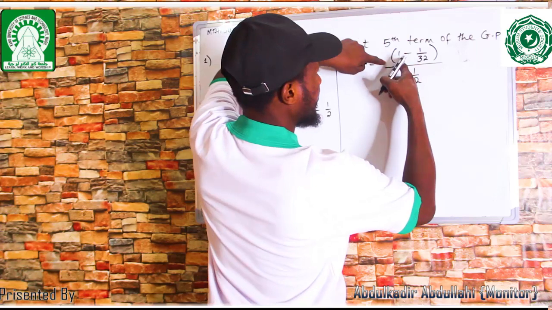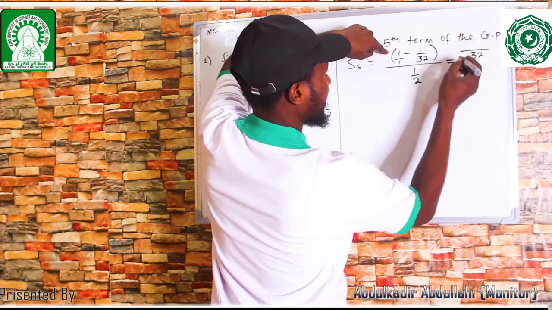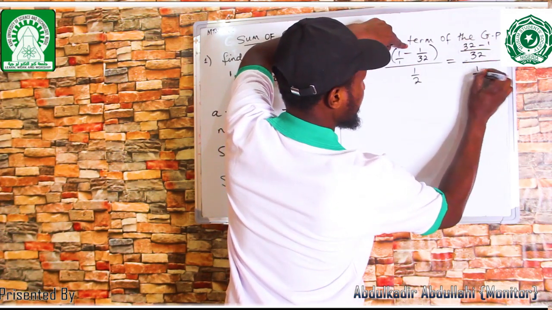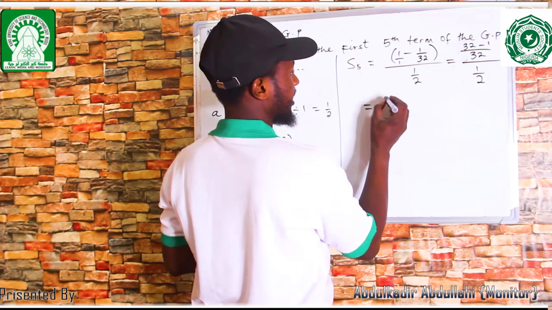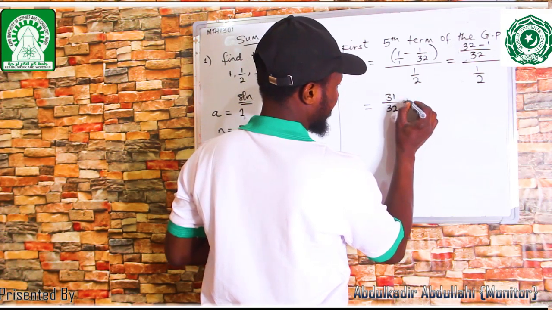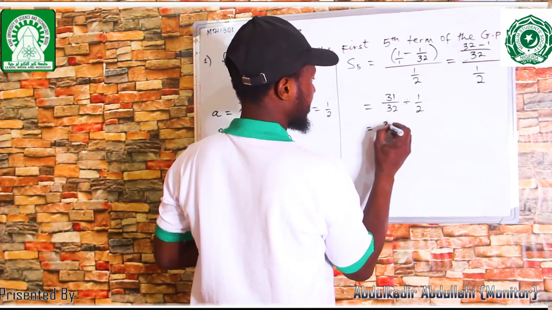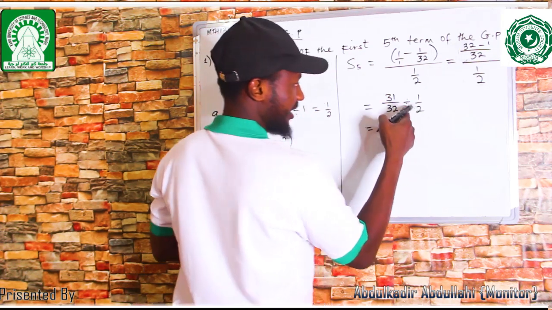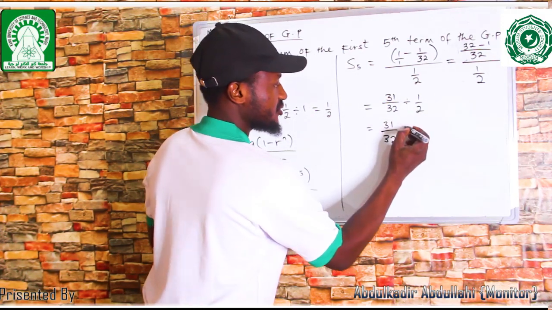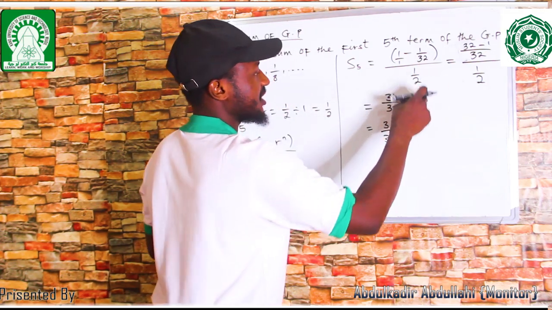Next thing, let's find the LCM of the top. The LCM is 32. We are going to have 32 minus 1, all divided by 1 over 2. So 32 minus 1 is 31 over 32, divided by 1 over 2. Now let's take the reciprocal. If you are to take the reciprocal of rational numbers, the division will turn to multiplication, then the numerator will become the denominator and the denominator will become the numerator like this.